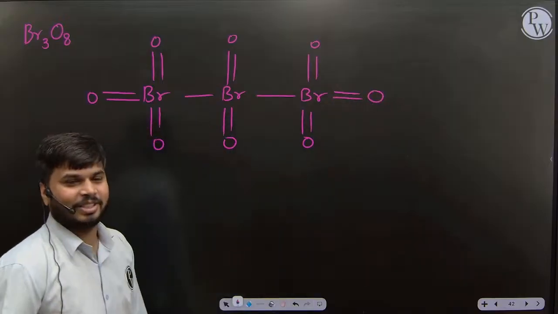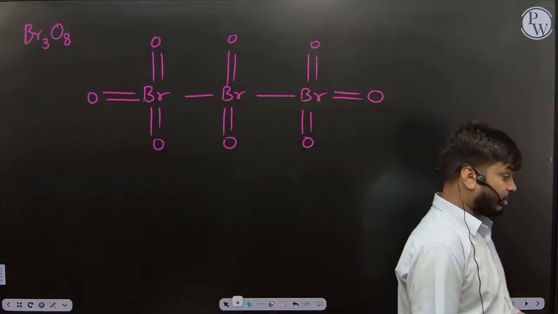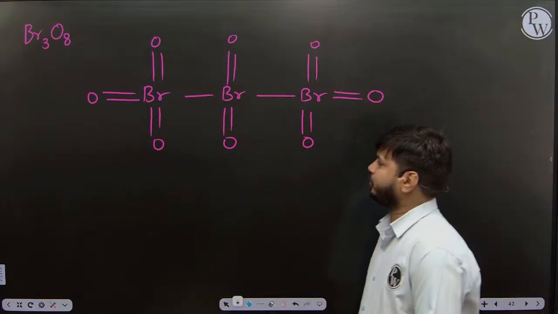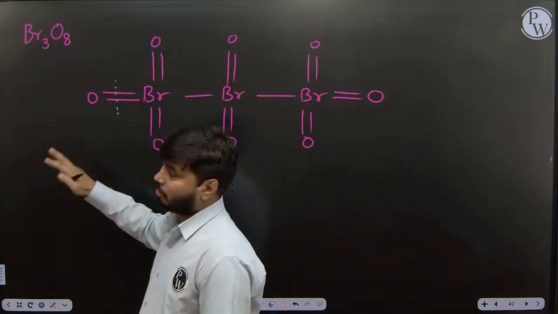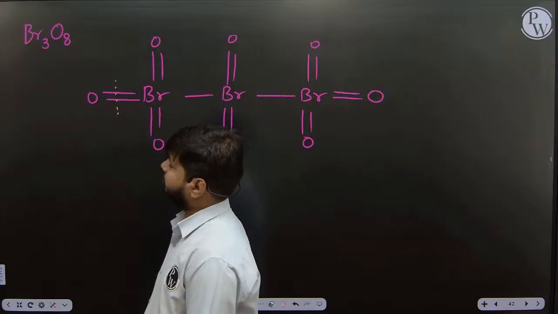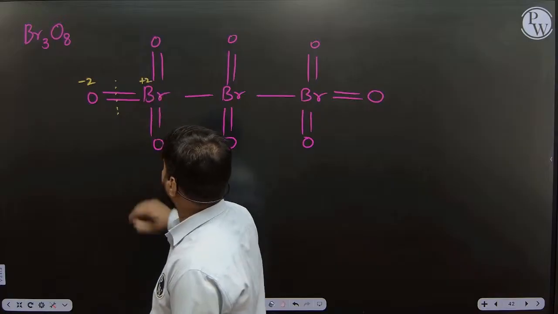So this is the structure of Br3O2. Now it's time to calculate the oxidation number. Look, double bond is there, double bond is there. If you break, oxygen is more electronegative, bromine is less electronegative. So -2, +2. Okay.